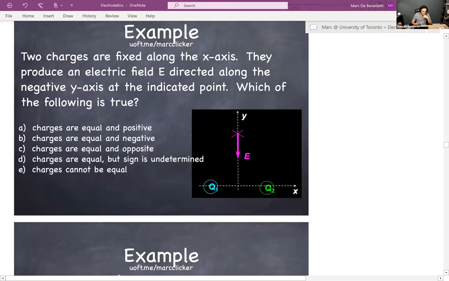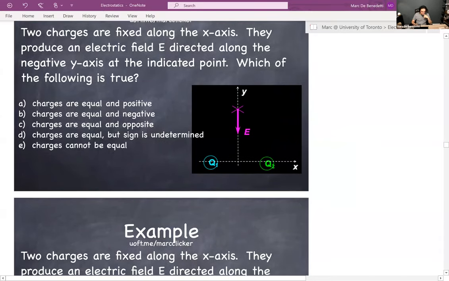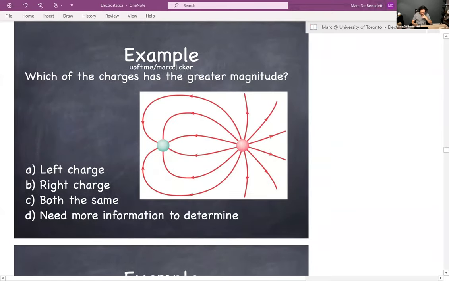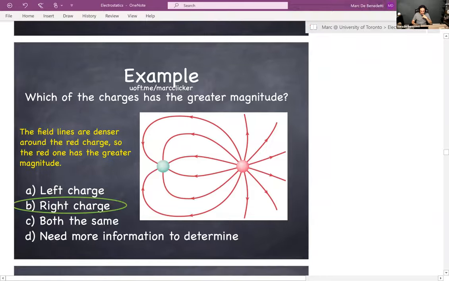Okay, so for time purposes, I don't think I want to do a lot of these. By all means, you can go back and look at these on your own. They're all on the slides along with the answers.